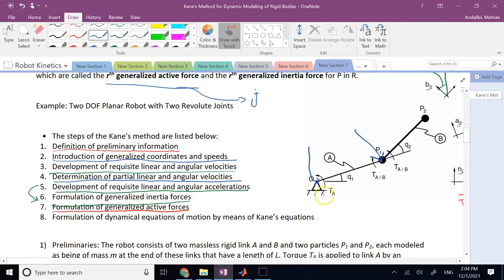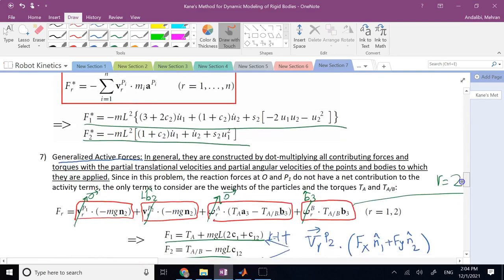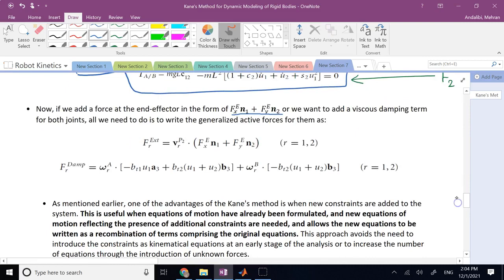So the first one should be dot multiplied by omega R of A, whatever it is. And this one should be dot multiplied by omega R of B, because that's similar to the torque TAB is going to rotate member B. That's all it is. And here we go and take a look at these terms. You clearly see what I said.